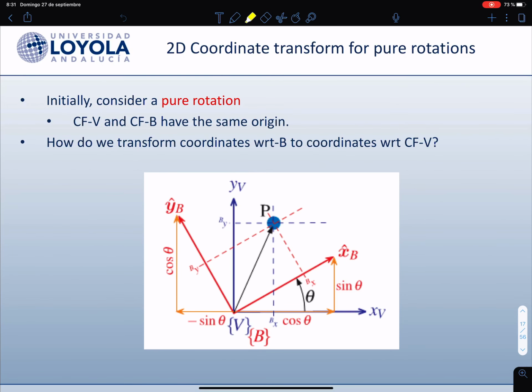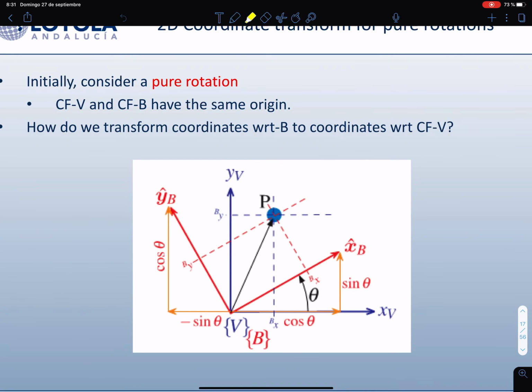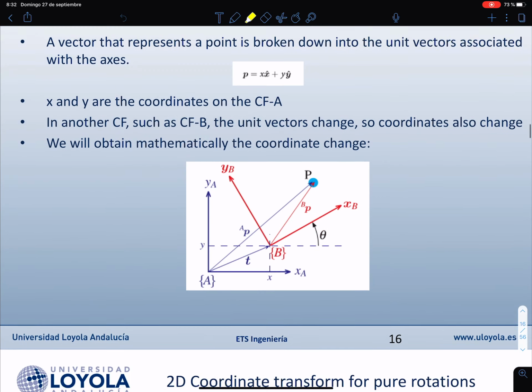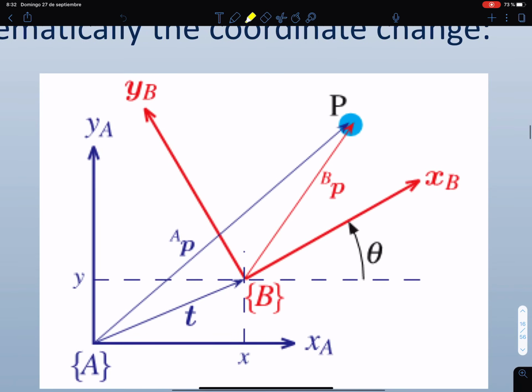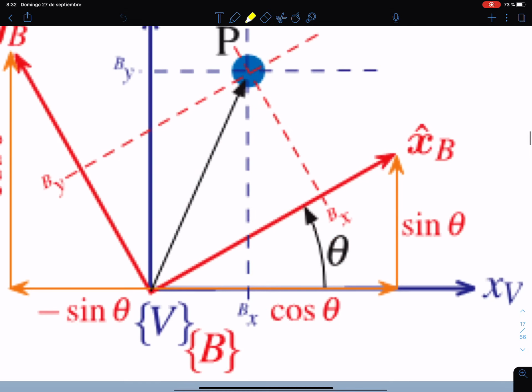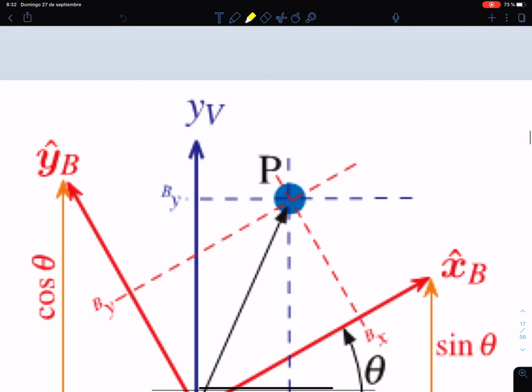So this is the projection that we are going to compute. The first thing to keep in mind is that in order to translate from PB to PA, we will make an intermediate step. This intermediate step is to translate from reference frame B to reference frame V. And what is reference frame V? Reference frame V is a reference frame parallel to A, but with the same origin as B. And that's where this XV and YV appear.